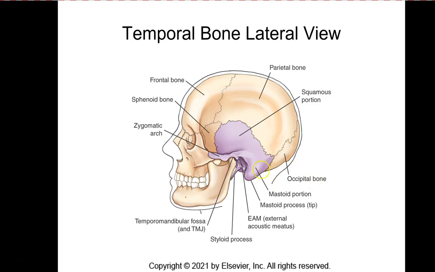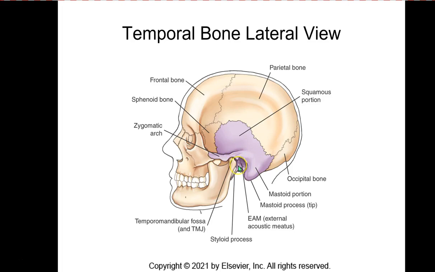Anterior to the squamous portion is the zygomatic process, and you can see that here. The zygomatic process meets part of the zygomatic bone, which is a facial bone, to form the zygomatic arch. And you can easily palpate the zygomatic arch. It's just anterior to your ear. So here is your external auditory meatus, and here is that zygomatic process which forms the arch.